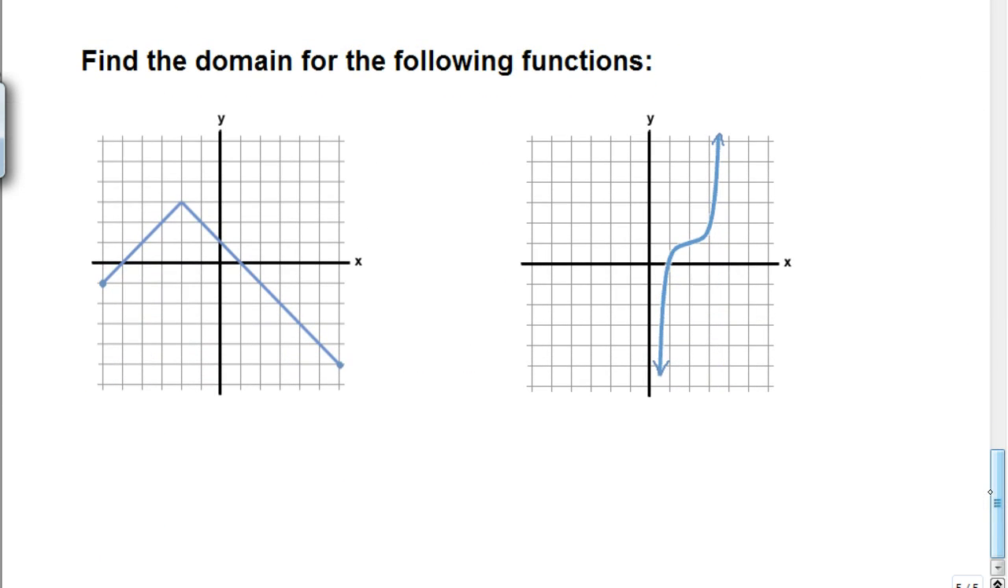So why don't you take a minute and see if you can find the domain for these two graphs. Pause the video and hit play when you're ready to check to see if you have the correct answers.